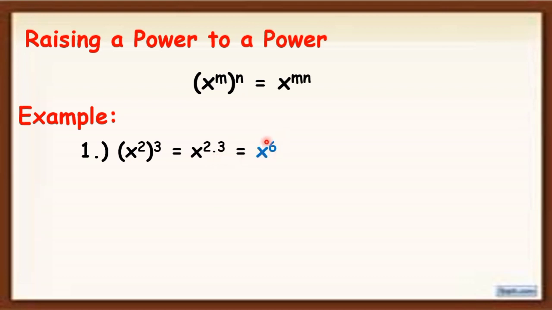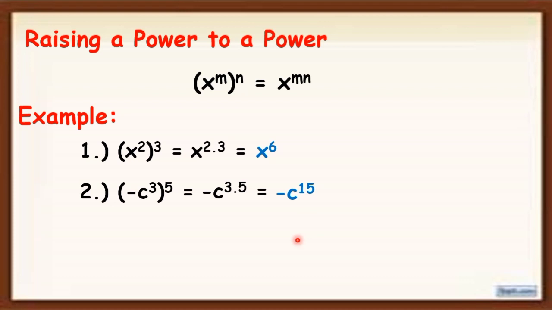Then you are just going to copy the base. Next, negative c cubed, quantity raised to 5. So again, copy the base, which is negative c, then multiply the exponent. So 3 times 5 is equal to 15. Okay, so the final answer is negative c raised to 15.